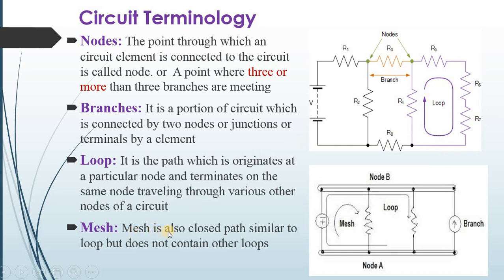Then mesh. A mesh is also a closed path similar to a loop but does not contain other loops. If you look at this diagram, this whole is one loop, then the one containing these two circuits is the second loop, and this is the third loop. In that, this single individual loop is called a mesh, and all the others are loops. So that means a loop can contain a mesh but a mesh cannot contain a loop. So this individual single closed path is called a mesh.